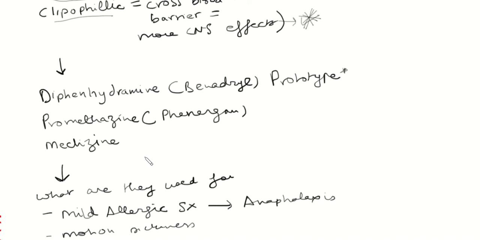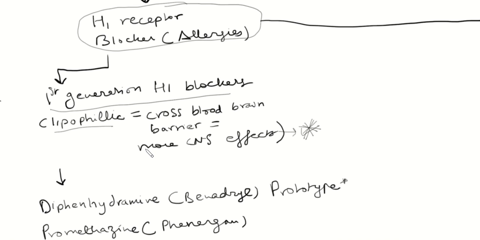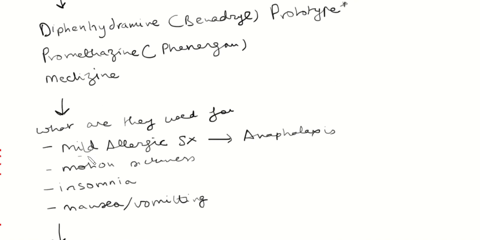Okay, so what are they used for? Right off the bat, H1 receptor blockers. What do you think? Allergic symptoms. Okay, that's what they're used for. Now, the allergies can be mild seasonal allergies, rhinitis, itchy eyes, itchy nose, mucus going down the back of the throat. So it could be mild. Could be severe, for example, anaphylaxis and anaphylactic shock, which are very, very serious and life-threatening. And they're used for the spectrum. Okay.